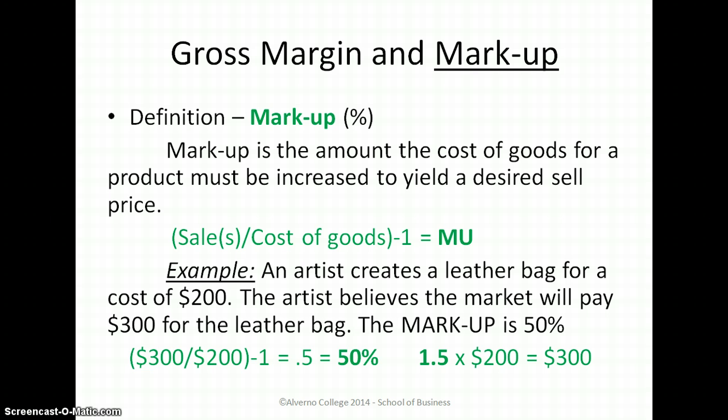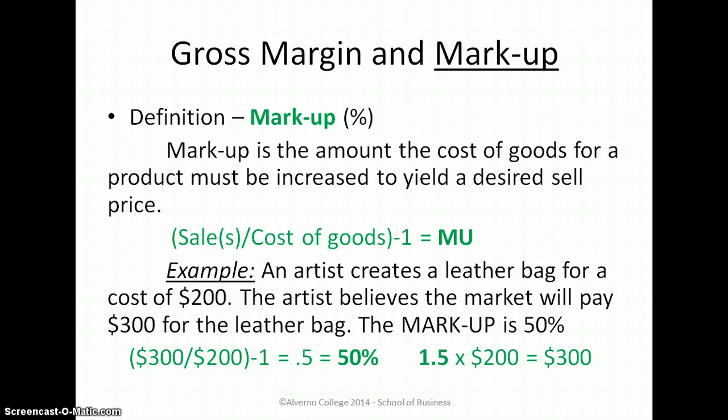Now a markup is different, and people confuse these. I think maybe part of the reason people confuse these is because the markup is also in percentage. Margin, markup, I don't know, maybe there's a similarity in the words too. But markup is the amount the cost of goods for a product must be increased to yield a desired sell price. So the formula is sales divided by cost of goods minus 1 equals the markup.